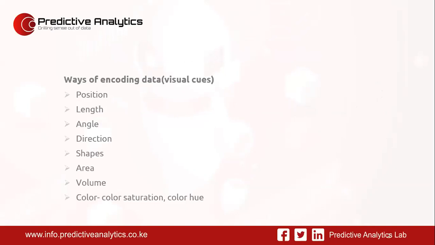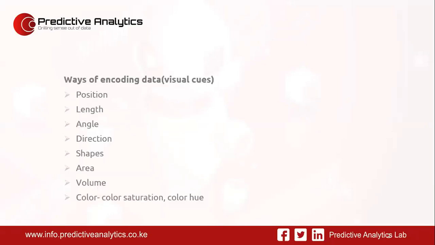So we want to look at ways of encoding data. This is what we call the visual cues. So we can encode data, for example, by position. We can encode by length. We can encode by angle, by direction, by shapes, by area, by volume, or by color. I think we had briefly looked at encoding by color, which was color saturation or color hue. Yeah, we had a brief look at that.